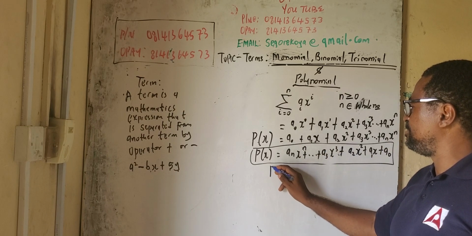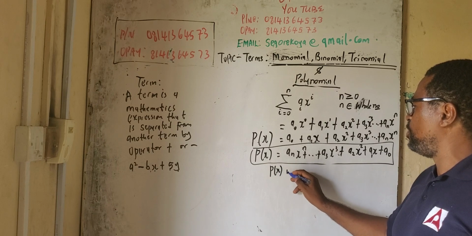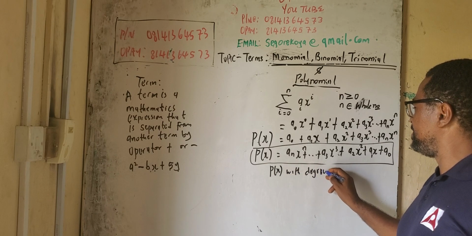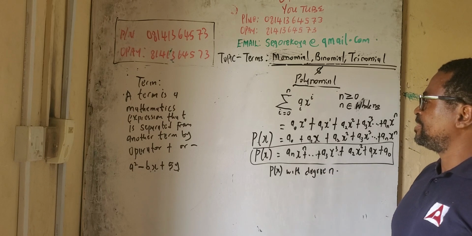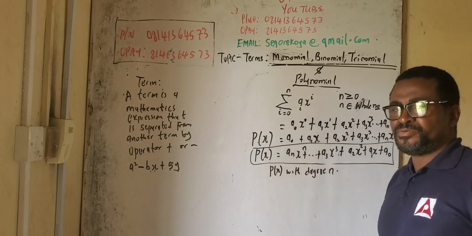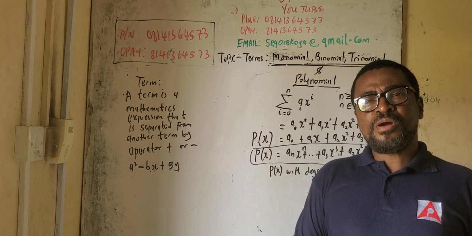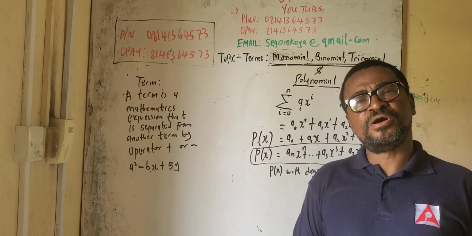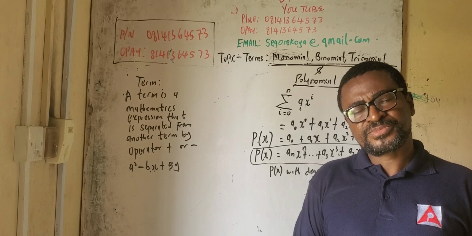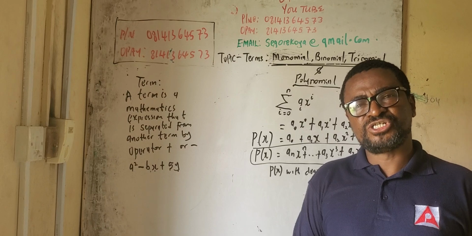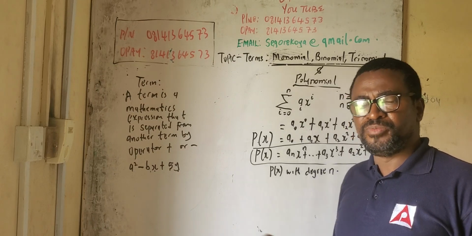So this is an example of a polynomial, and the highest power of the variable x here is n. So this is a polynomial in variable x with degree n. So this is what a polynomial is all about. In my next video, I'm going to perform the operations of addition, subtraction, multiplication, and division on polynomials.